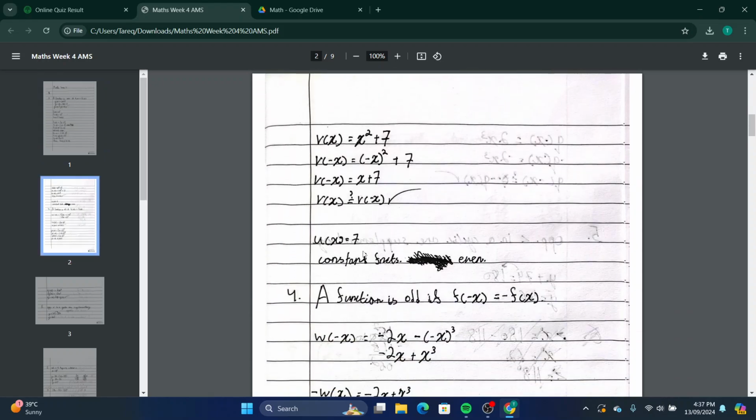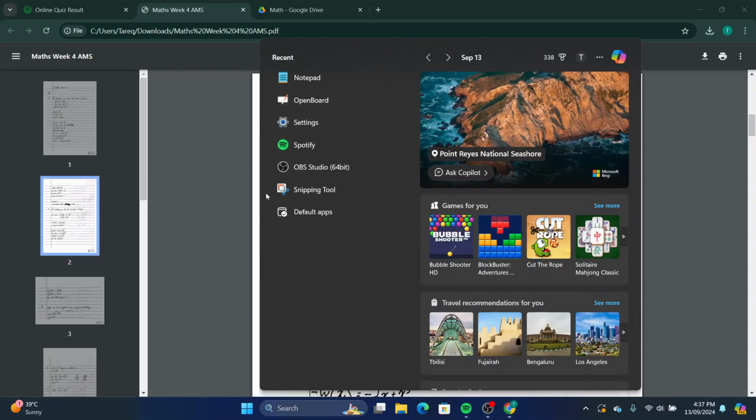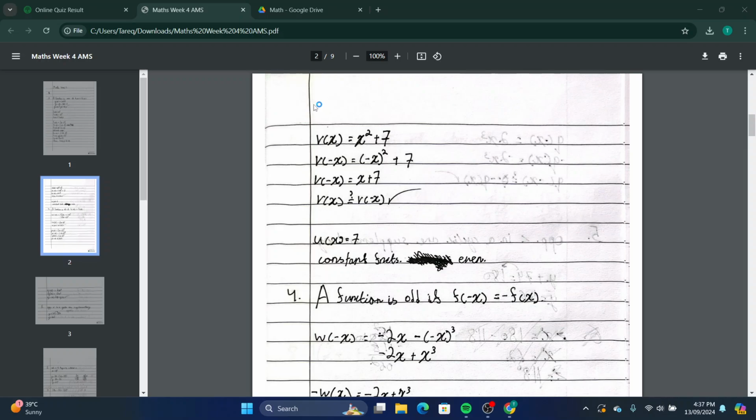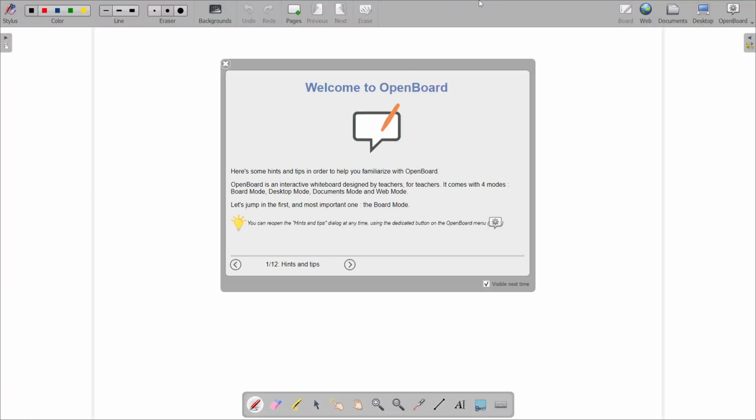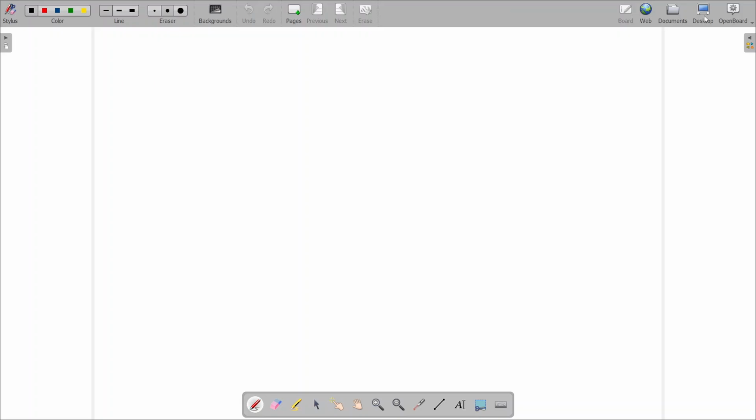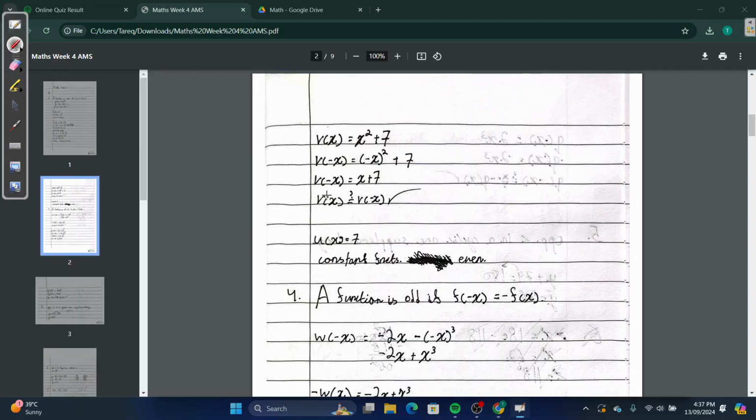Okay, v of x is x squared plus 7. And v of negative x is negative x squared plus 7. So negative x squared is obviously going to be, I made a mistake here, it should be x squared. So let me just open the whiteboard. Stop. This is meant to be x squared plus 7, not x to x plus 7. So those two are the same, so it is an even function.